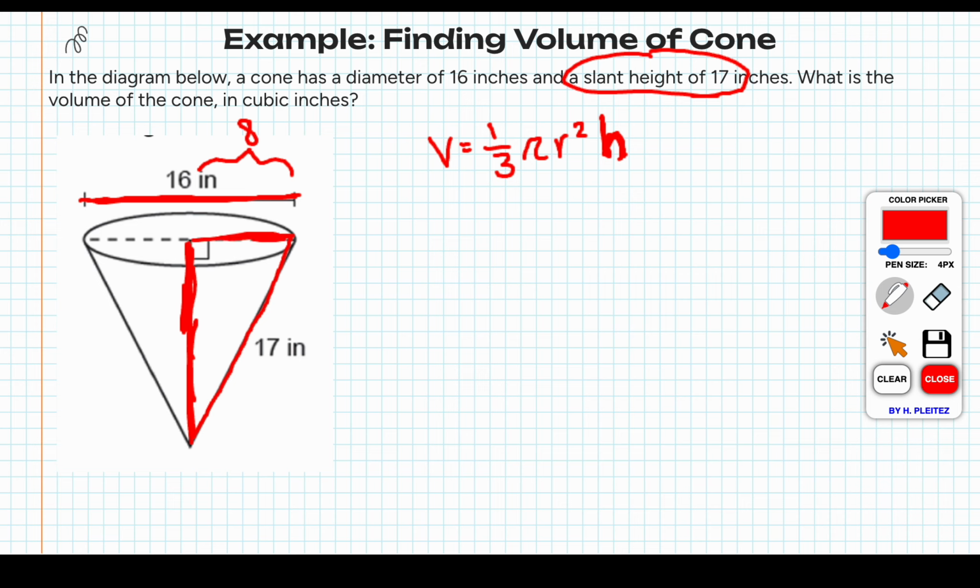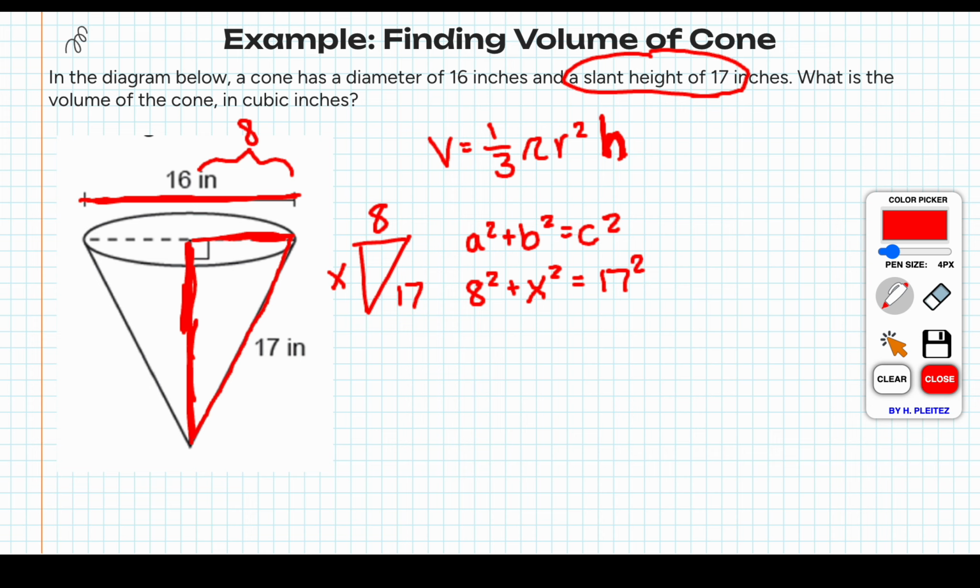We have a right triangle here, and if we redraw that right triangle, we have 8, we have 17, and we're looking for this side right here. So we've got to use the Pythagorean theorem: a squared plus b squared equals c squared. 8 squared plus x squared equals 17 squared. Remember that your hypotenuse has to go in for c.